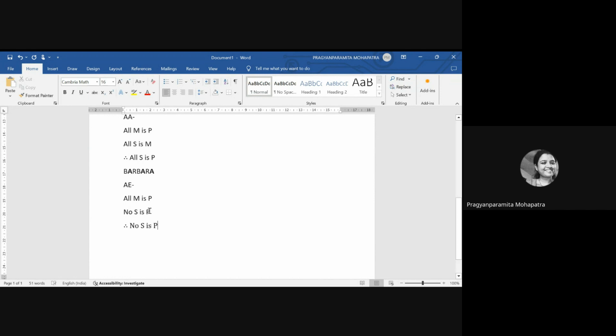I made a mistake: no S is M. Okay, so the middle term is distributed here as a subject, and it is also distributed in the E proposition, because in the E proposition both subject and predicate are distributed.